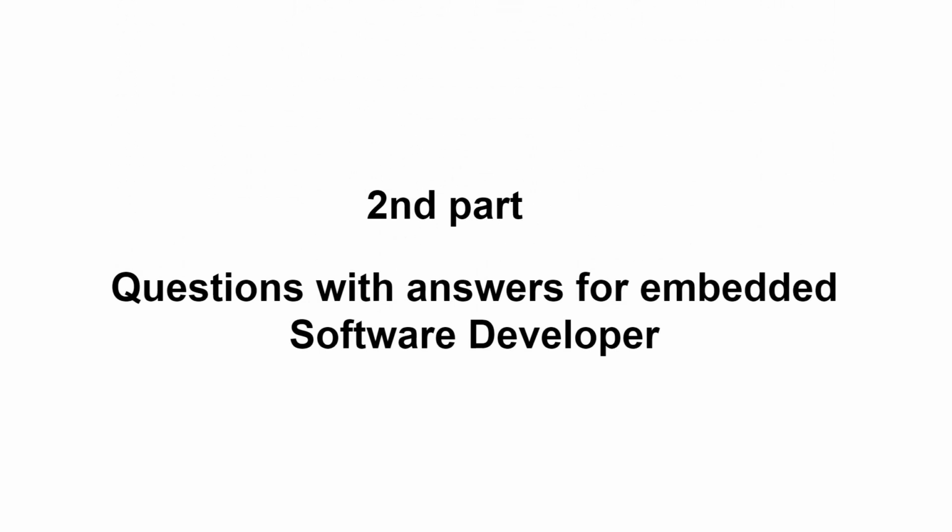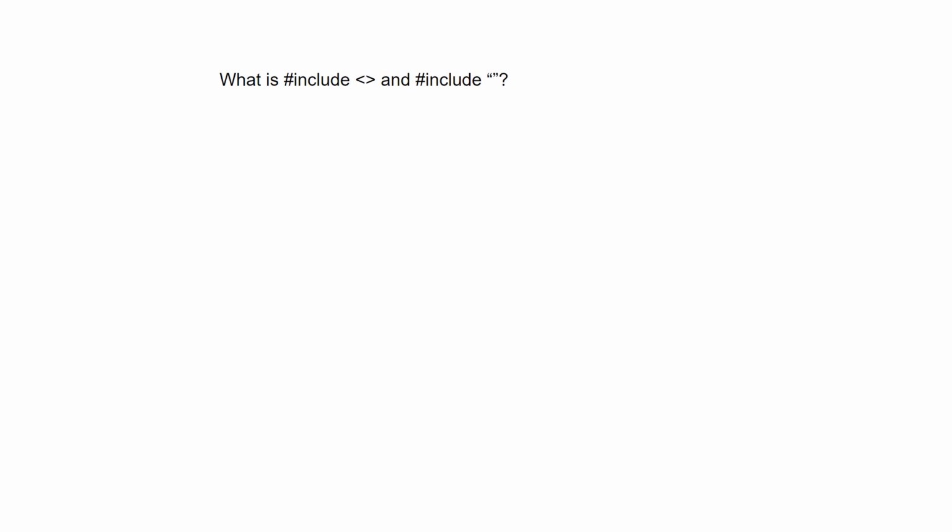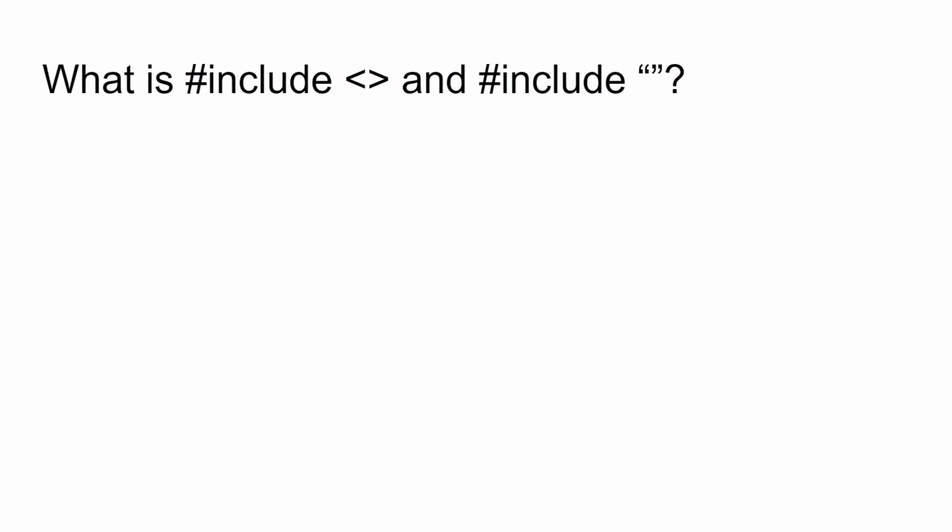This is the second part of questions with answers for an embedded software developer. So the next question is, what is #include angle bracket and #include inverted commas? As I discussed in the previous video, this is a preprocessor for including files.